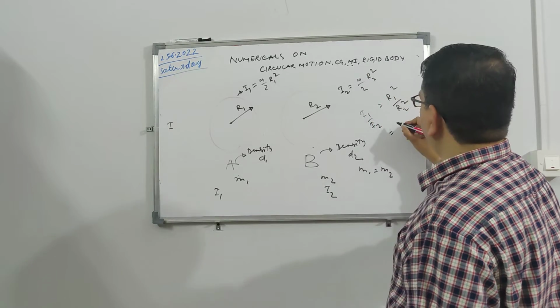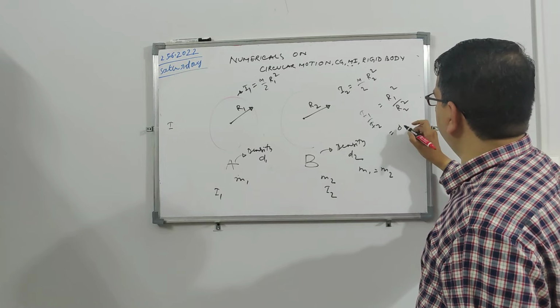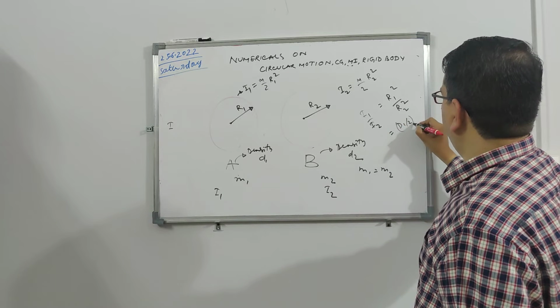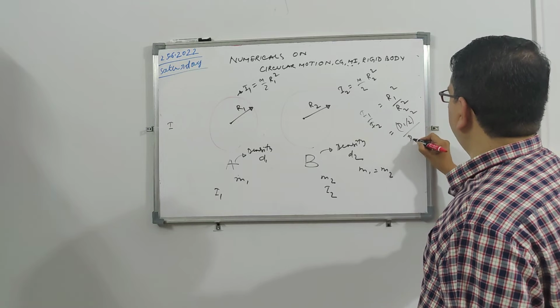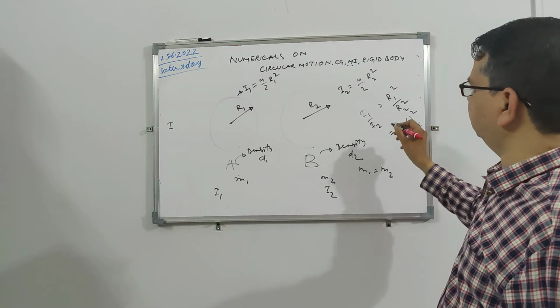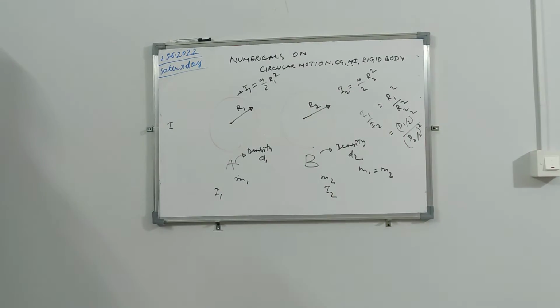If you want to write it in terms of diameter, that also you can do. R1 is nothing but D1 by 2, so it is D1 by 2 whole square over D2 by 2 whole square. If you know the relationship between the diameters, you can write one moment of inertia in terms of the other. So that's how we'll do it.